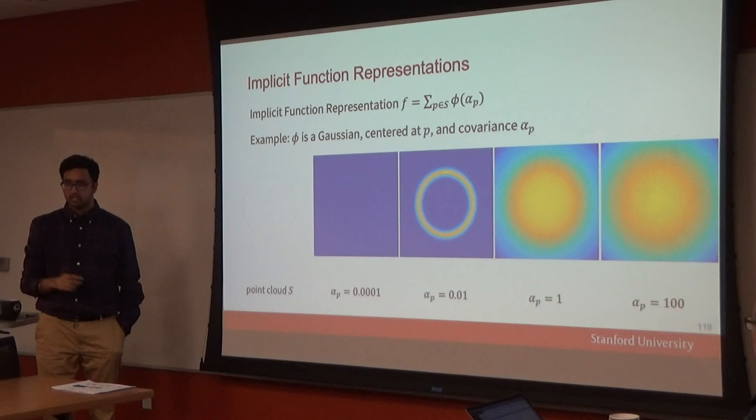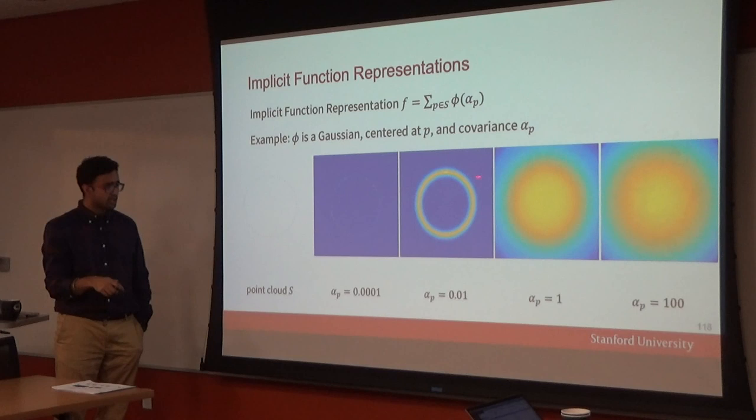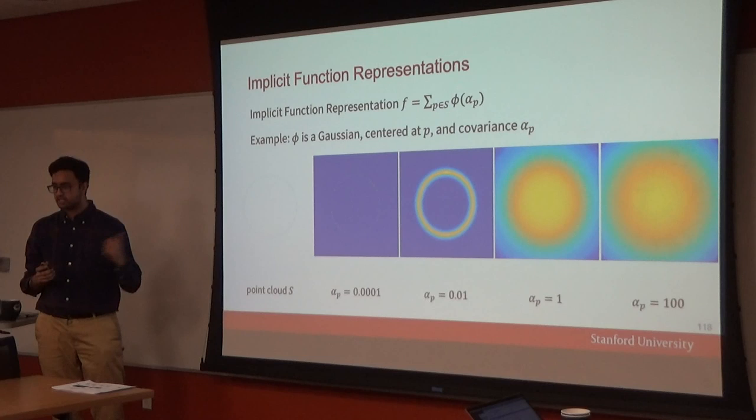When I slowly increase my variance, I see that a hole is born. This is basically the right topology when I want to reconstruct the surface of this point cloud. As I keep increasing my variance, this hole dies, and then this just explodes over all of space. So it is to be remembered over here that the implicit function representation is inherently dependent on certain coefficients, as in this case, the covariance matrix.